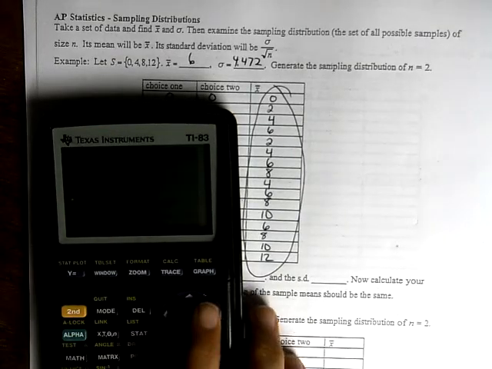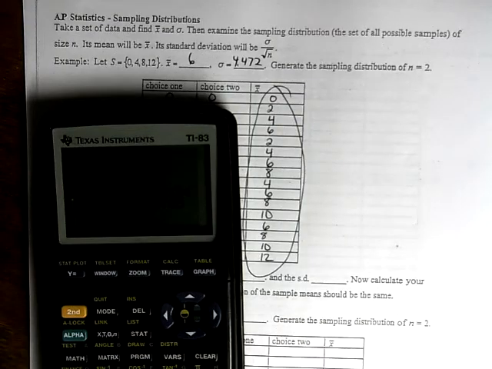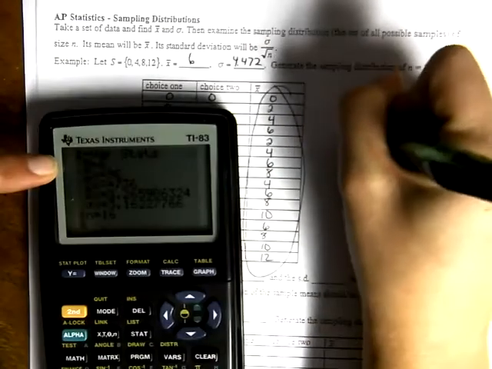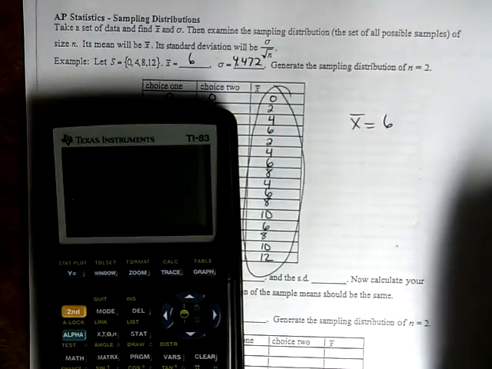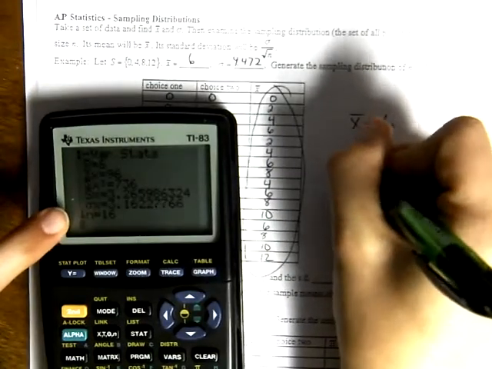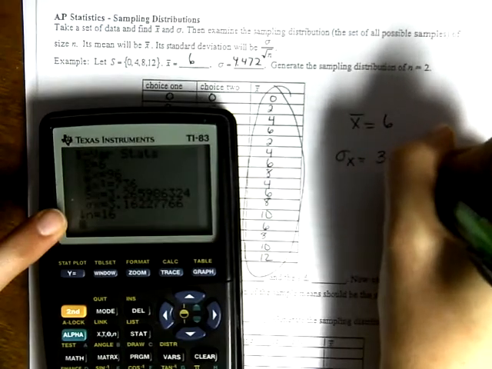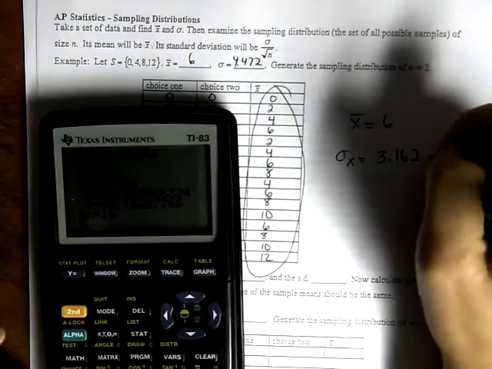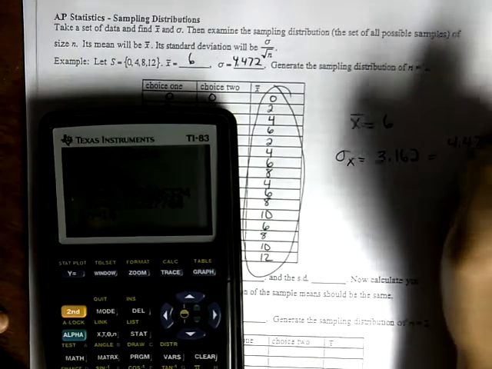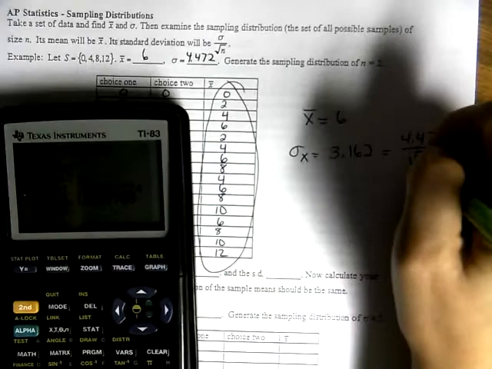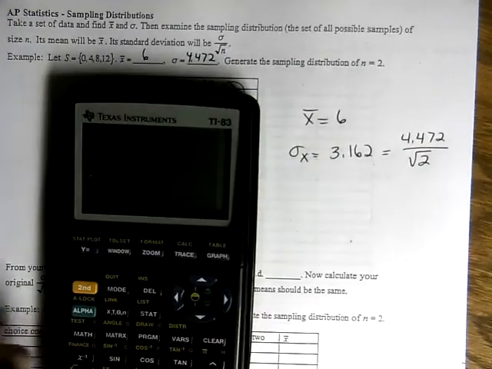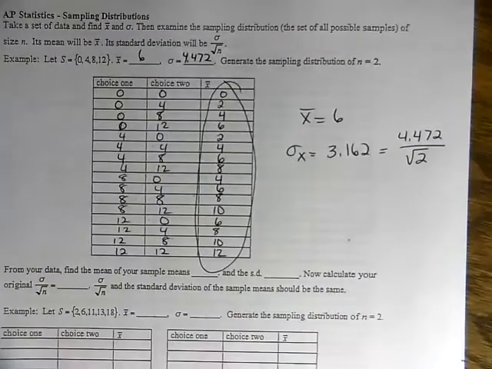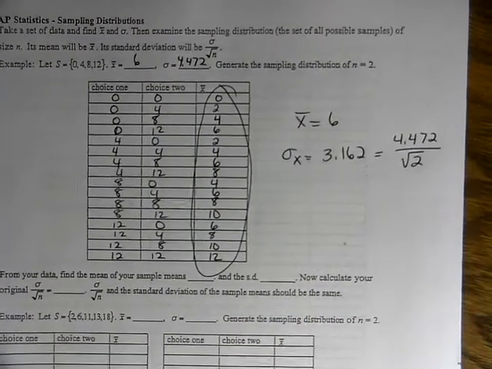Hopefully I got it right. So when I go to do my variable stats, the mean, you'll notice, stays 6. So x bar stays 6. So the mean of the sampling distribution of size 2 is the same as the population mean. But notice sigma x is now 3.162. What that really is, you take your population standard deviation and divide it by the square root of your sample size. So if I took 4.472 and divided it by the square root of 2, there's my new standard deviation. So that's kind of what 8.2 starts with.